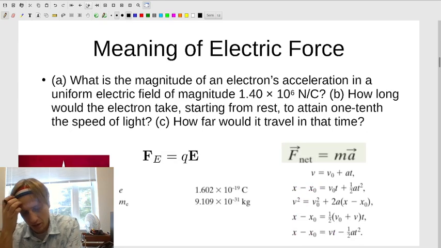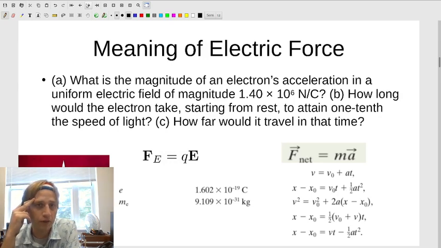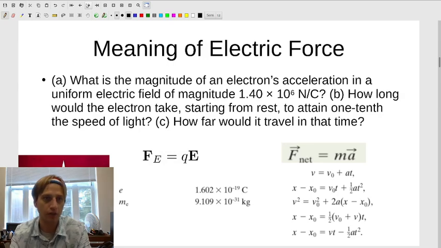So, for instance, the question might arise, what is the evidence that a particle is actually experiencing an electric force? Well, one obvious way that you can tell that an object is experiencing a force is that it's accelerating. We have to use our F equals ma. So here's a particular example that says, what is the magnitude of an electron's acceleration in a uniform electric field with a big magnitude, 1.4 times 10 to the 6 newtons per Coulomb? And then it asks, how long would it take to reach 1/10 of the speed of light, and how far would it travel in that time?